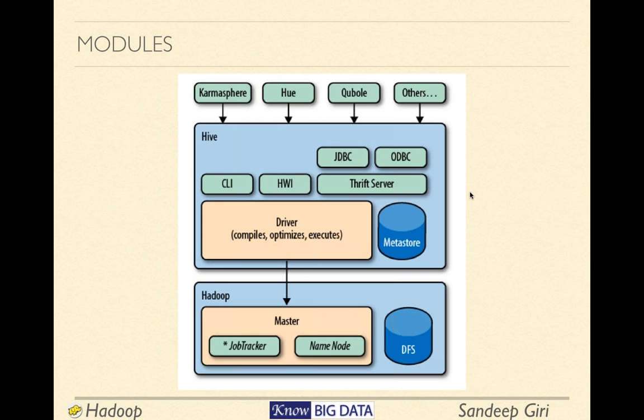So you have got Hadoop, you have got Hive, and then you have got other clients like Hue, Qubole, and others. Now inside Hive, at the bottom-most level is the driver, which basically compiles, optimizes and executes any of the code on top of Hadoop and HDFS. Whatever query you give, it compiles it, optimizes it, then executes it on Hadoop.